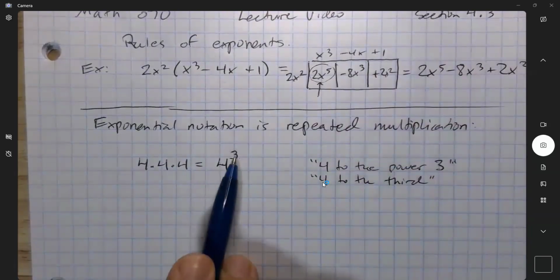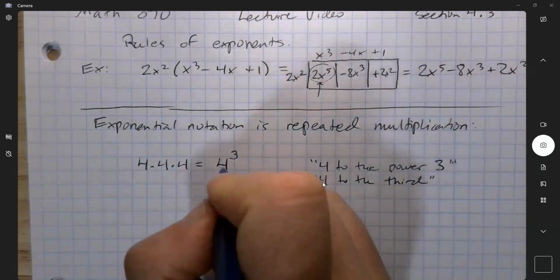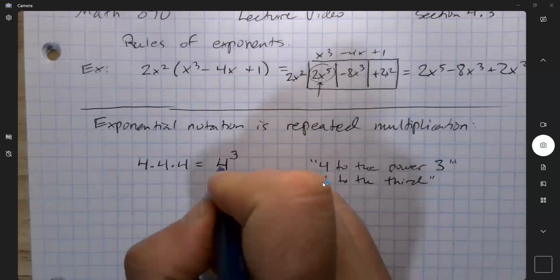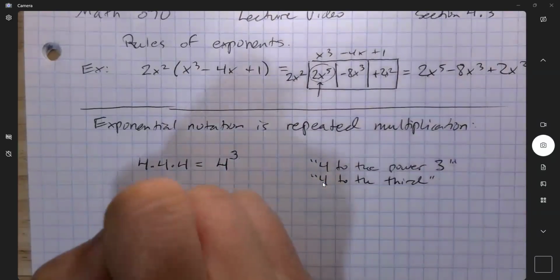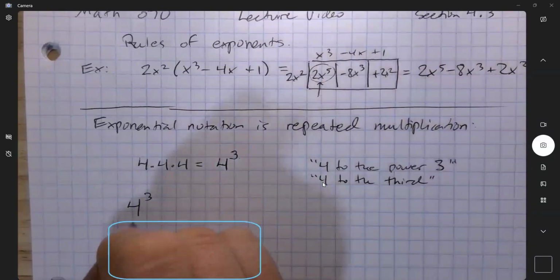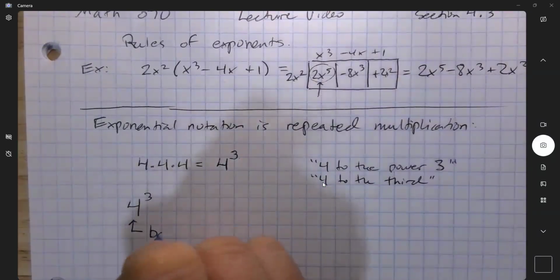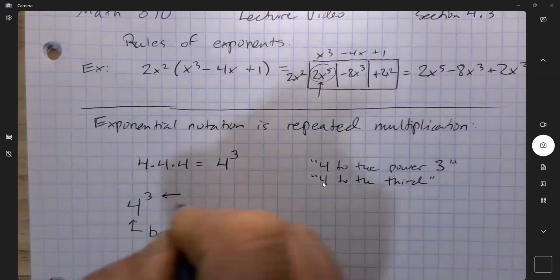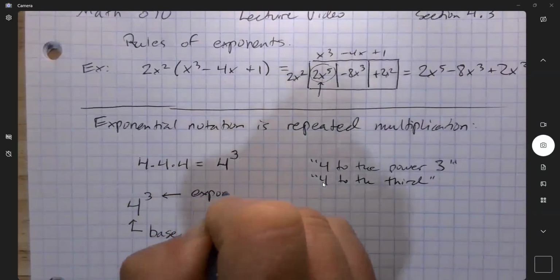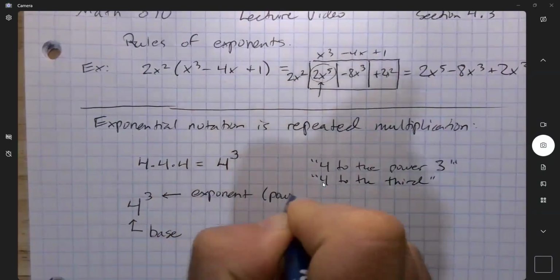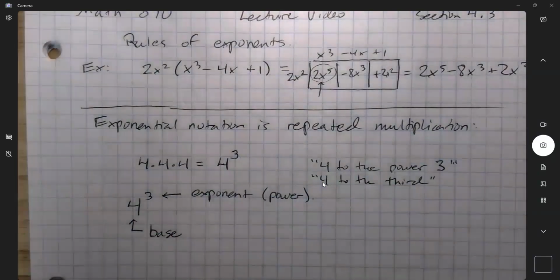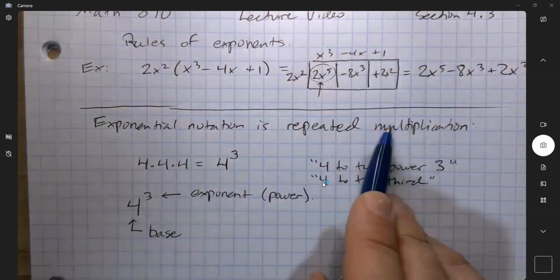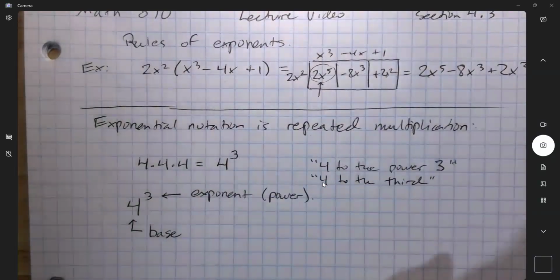But this notation always means take the big number at the bottom and multiply it by itself as many times as the small number on the top. When I write 4 to the third in exponential notation, this big number is called the base, and the small number is called the exponent, or sometimes the power. So that is our exponential notation. It's simply a way to do repeated multiplication.